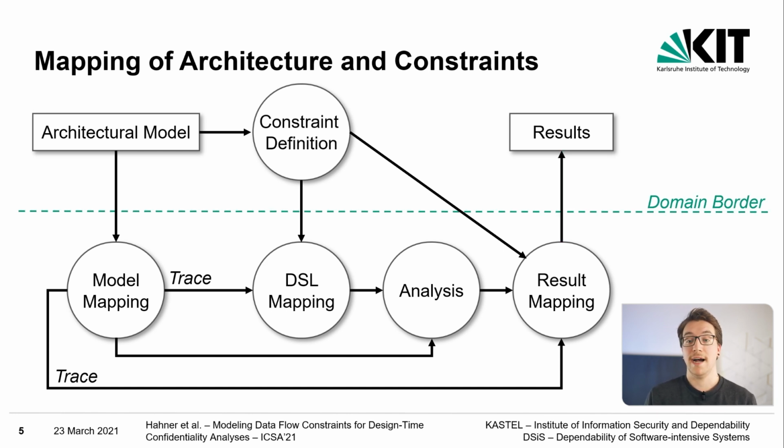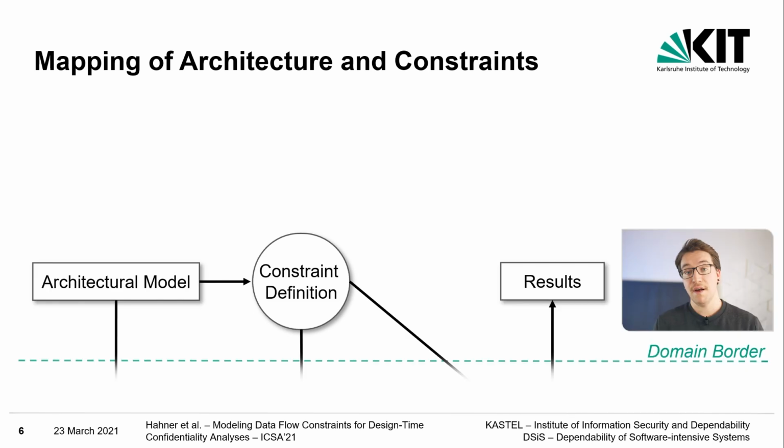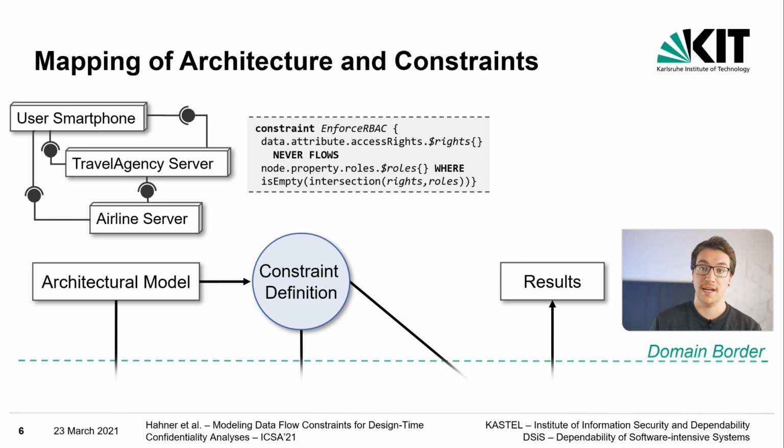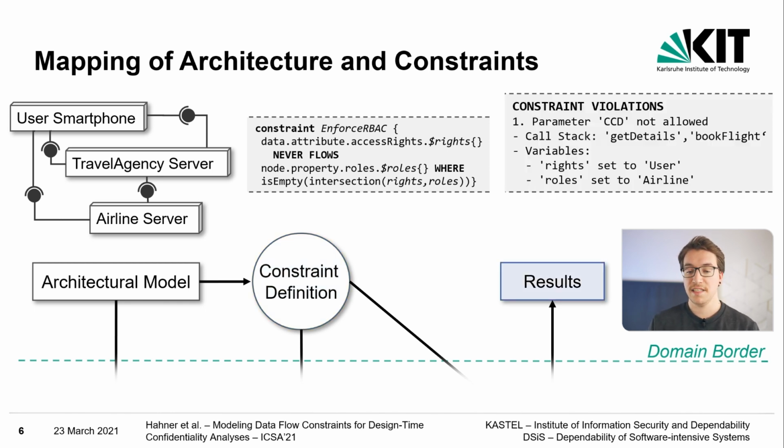Here we want to highlight the domain border. Everything which is important to software architects is above this domain border. They start by creating and annotating the architectural model. Then they define the data flow constraints using our DSL and by referencing the architectural model. And after the analysis process took place, they receive the already transformed results in the architectural domain.